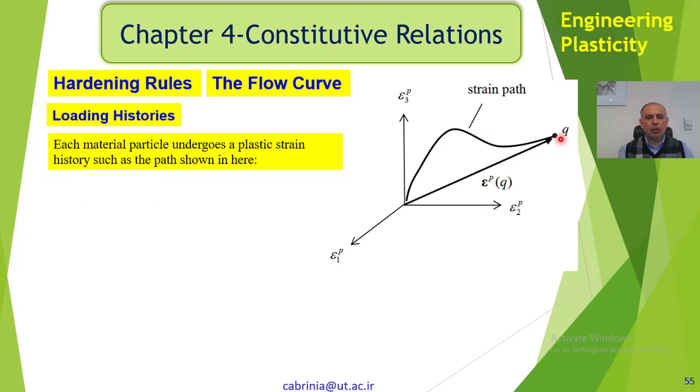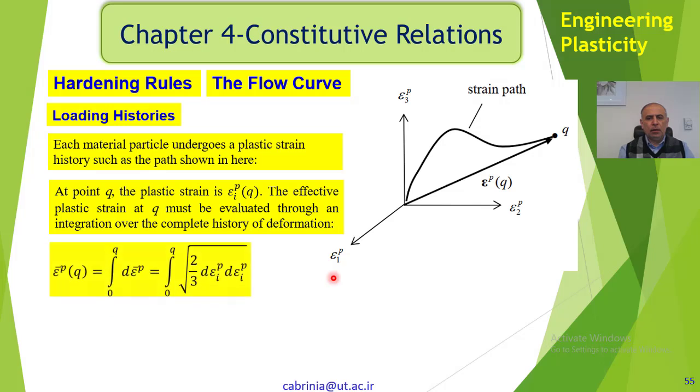Now, each material particle undergoes a plastic strain history, such as the path shown here. So, plastic strain history, what do we mean by that? We mean the loading that the material has gone under before reaching a strain point. So it could have different histories like that, or other histories as well. Okay, at point Q, the plastic strain is epsilon ijPQ.